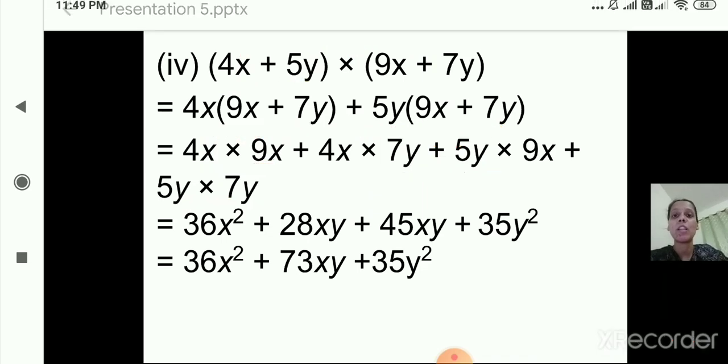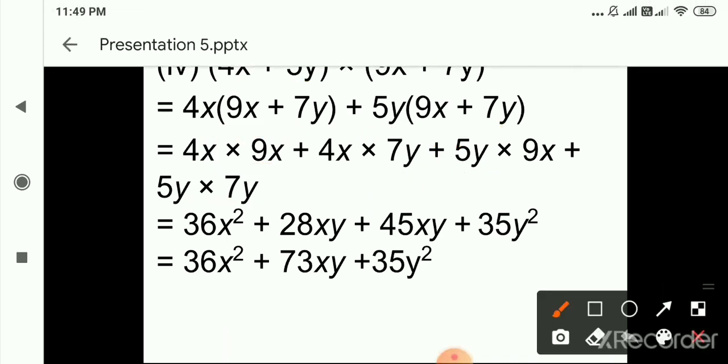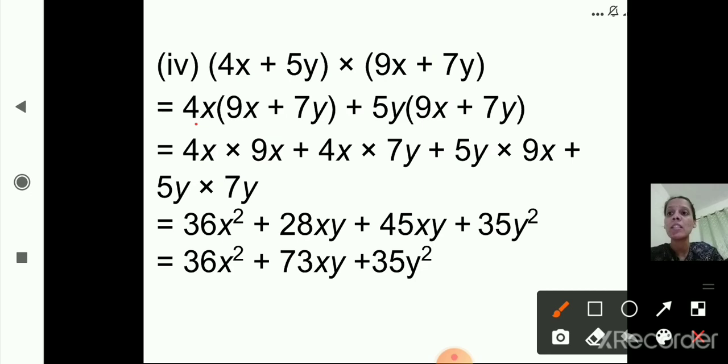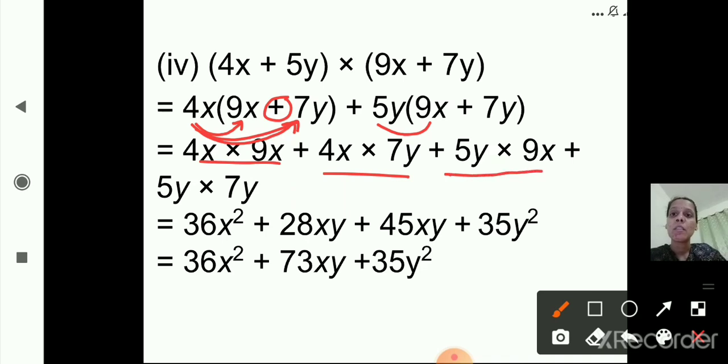Once again I will repeat this. We will multiply 4x by 9x and 4x by 7y, right? So 4x multiplied by 9x plus 4x multiplied by 7y. Next, 5y multiplied by 9x plus 5y multiplied by 7y, right? Now we will do the multiplication.